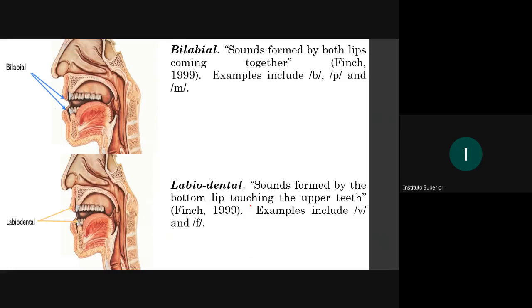Could you read, please, the first one, bilabial? Bilabial: sounds formed by both lips coming together. Examples include m. Yes, thank you, very good. When you put your lips together, you block the airflow, and this produces these sounds. Here in English, we have, as you mentioned, three bilabial sounds.